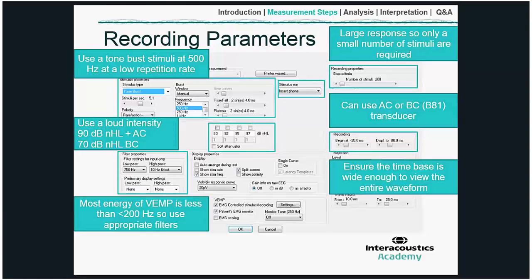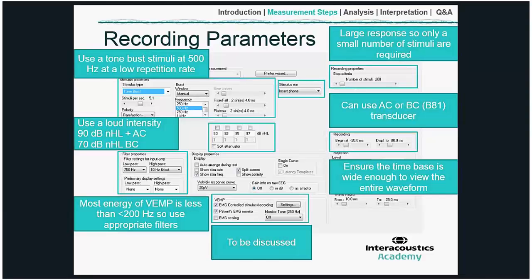In terms of recording window, we saw that we're looking for a P1, N1 around the 15 to 25 millisecond range. So you want to make sure you encapsulate that area, but also the later cochlear potential. We recommend a recording window up to about 80 milliseconds. And then lastly are some very specific parameters which we can look at for VEMP, and we're going to talk about those in more detail, so I will leave those for the next slides.